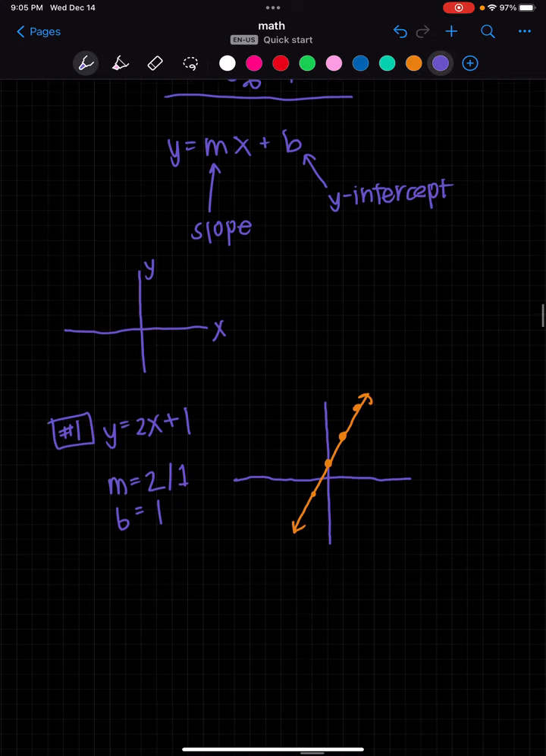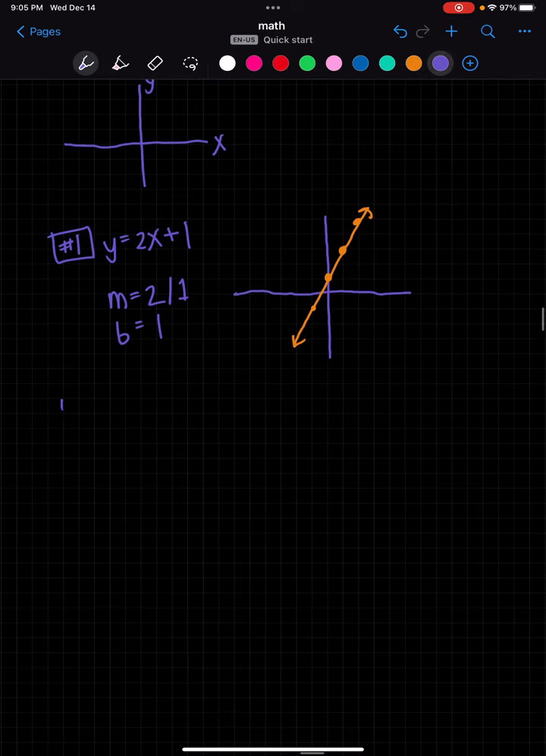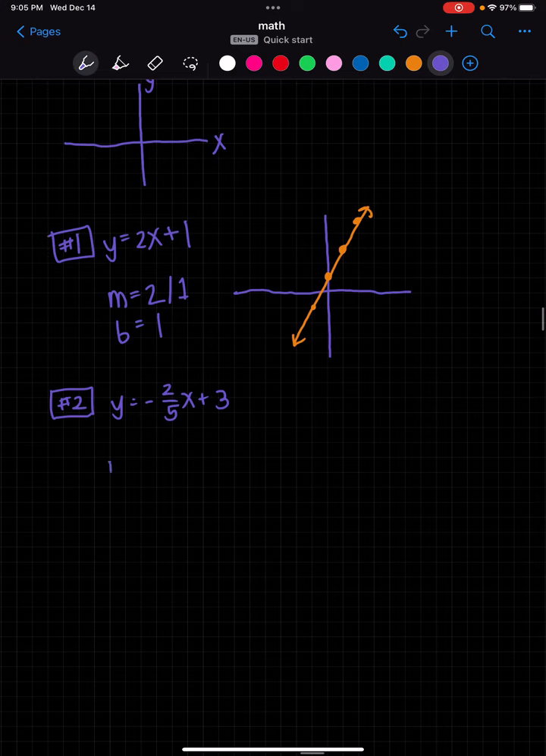Okay, let's try another example. So the second example is y equals negative 2/5 x plus 3. Once again, I'm going to start by finding my slope and my y-intercept. So my slope is the number that's in front of the x, which is negative 2/5. And then my y-intercept, which is b, is the thing without the x, which is 3. So let me draw my graph.